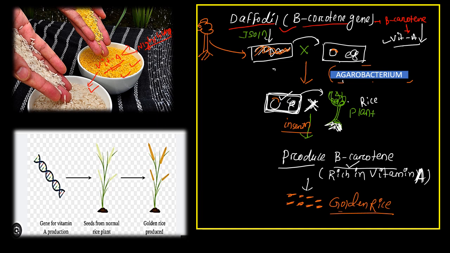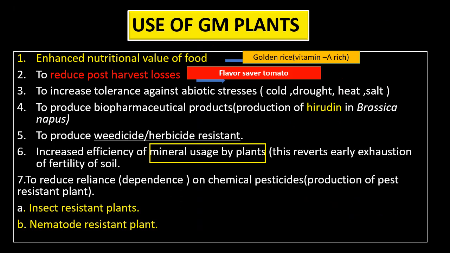So this beta carotene produces vitamin A. So now we call it golden rice. This is the procedure of production of golden rice, and this is the application of biotechnology.